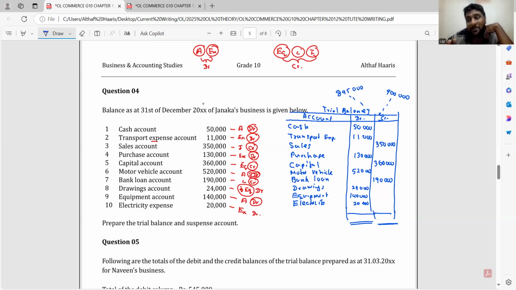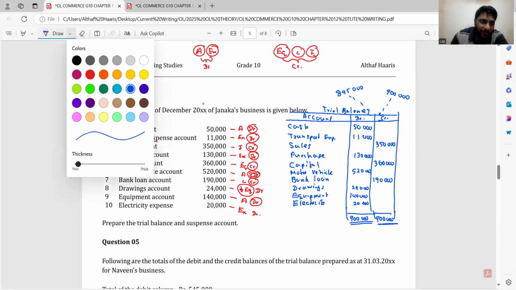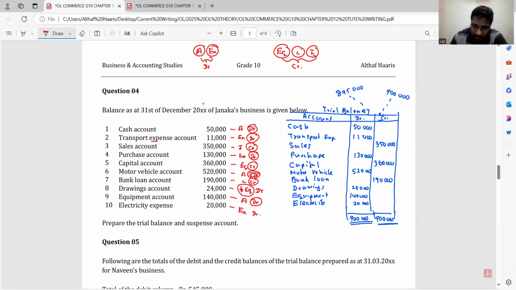So this is an example you see. When you look at the trial balance, you can understand there are mistakes in the accounts. In previous examples, it was not like that. So write the bigger value for both sides, kids. Write the bigger value, 900,000. So on the debit side, 5,000 is missing.